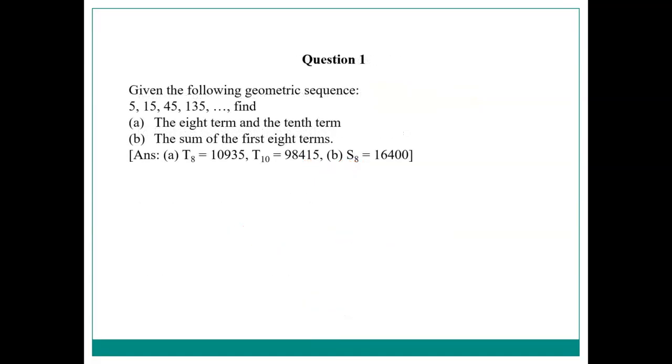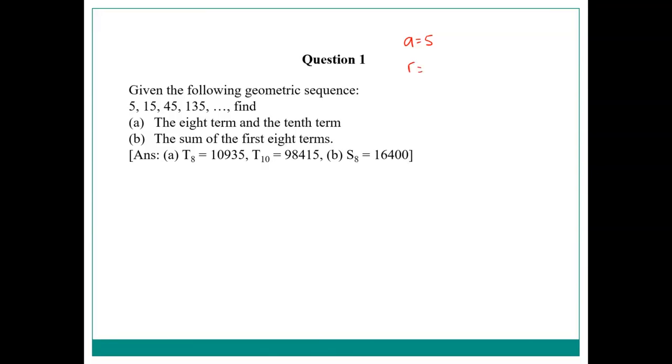Question 1. Given the following geometric sequence, 5, 15, 45, and so on, you need to find the 8th term and the 10th term. Okay, so I believe you know already 5 is my first term, right?